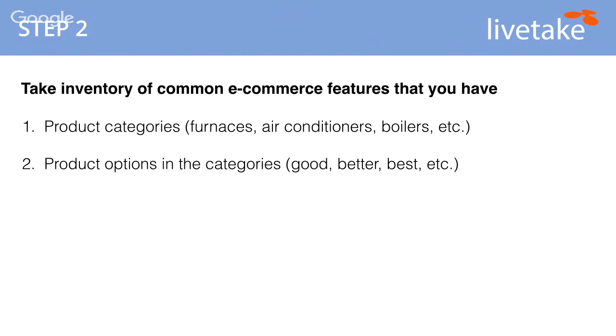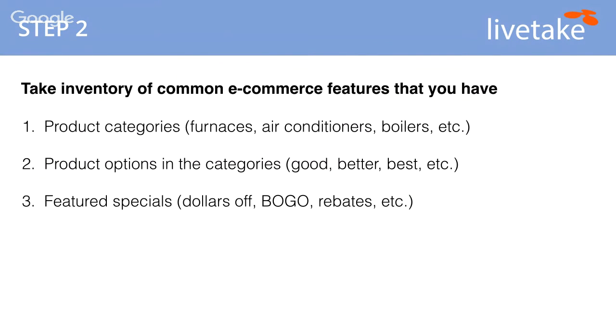Within those product categories on an e-commerce site, there are product options, all kinds of different products in those categories. You probably at a minimum have good, better, and best options for the particular furnace or air conditioner that you carry. You may have several different brands. Those would be product options in the categories as well. But at a minimum, you probably have different efficiency levels of the same brand, good, better, best. So you've got some product options within the categories. You already have that.